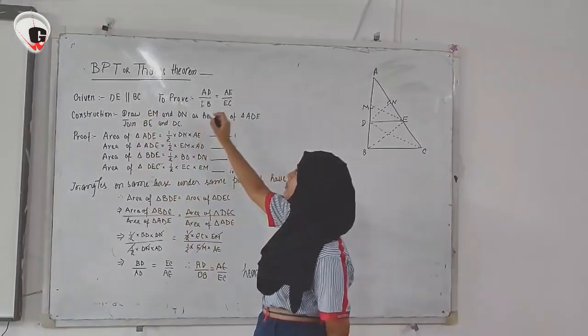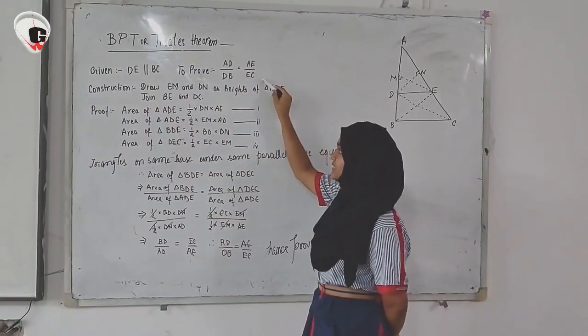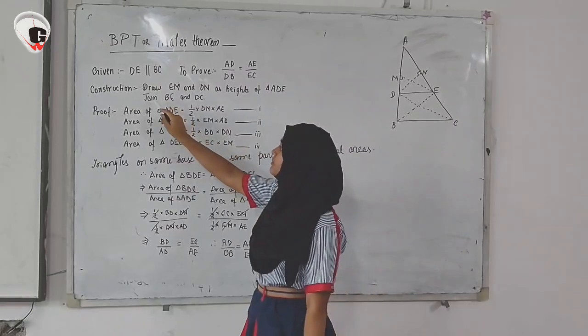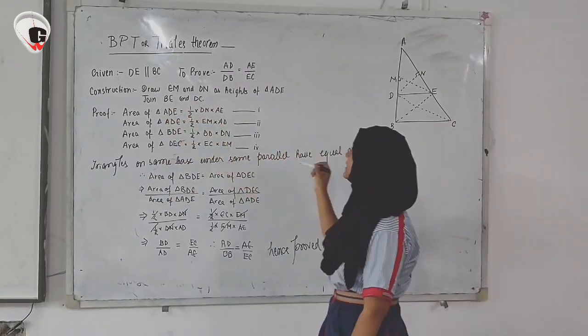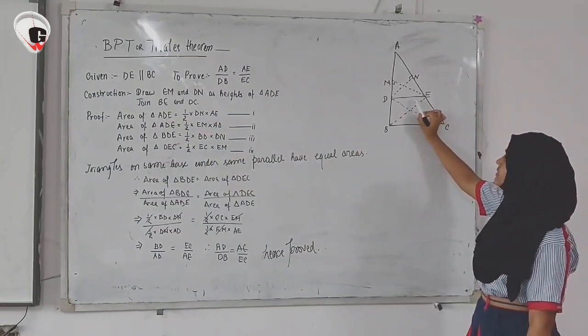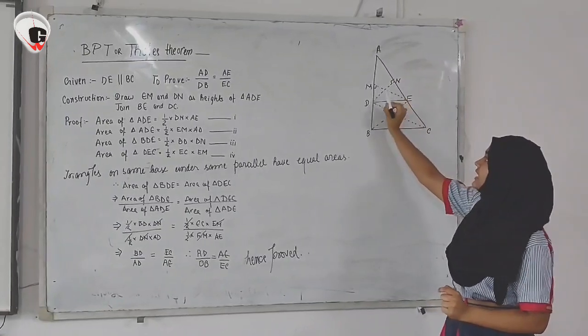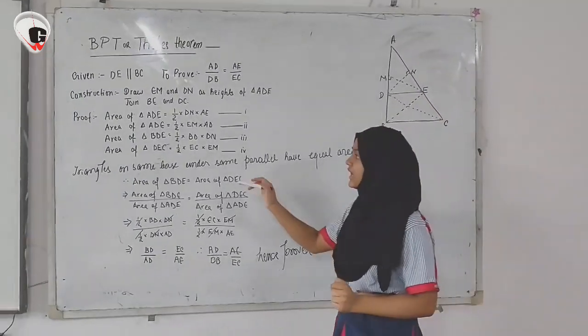Given, we have to prove that AD by DB is equal to AE by EC. So we will draw EN and DN as the respective heights of this triangle. We will take DE as the base. We will take AE and AD as the base, DN and EN the heights of this triangle.